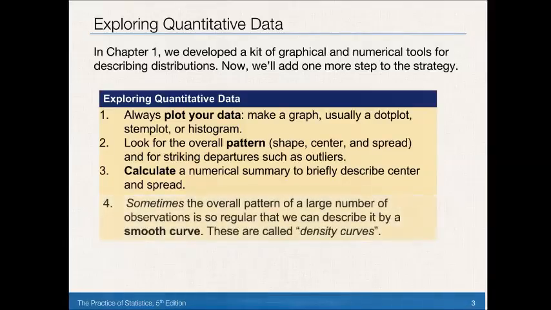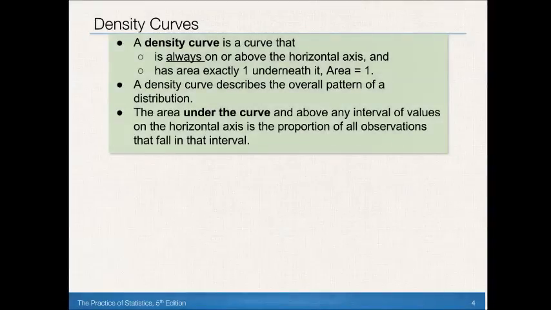So the fourth one we're going to look at is that sometimes the overall pattern of a large set of data is so regular that we can actually use a smooth curve. And this is something that is called a density curve. So our first thing we're going to talk about is what is a density curve. It's a curve that's always on or above the horizontal axis, and it always has an area of exactly 1 underneath it. So we manipulate the units so that we have an area of 1.